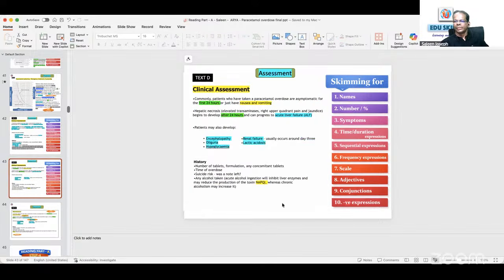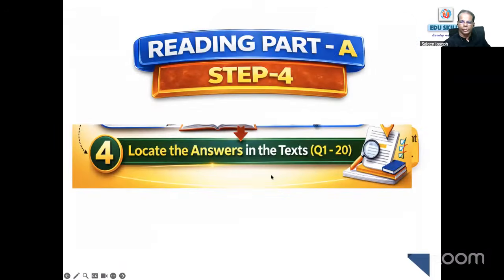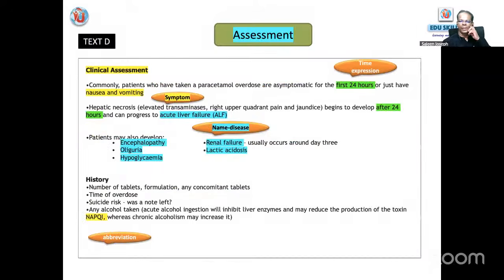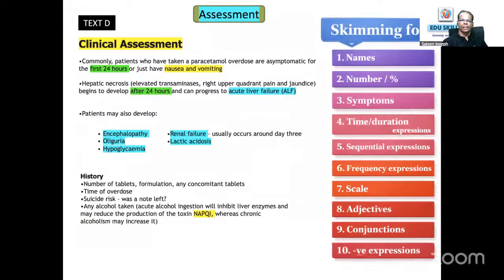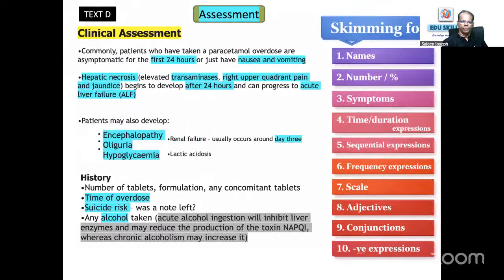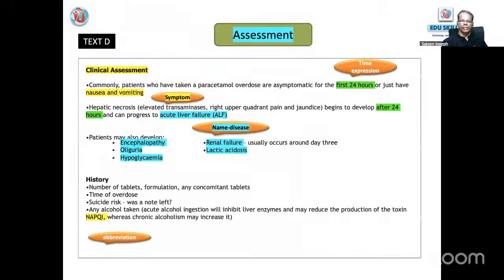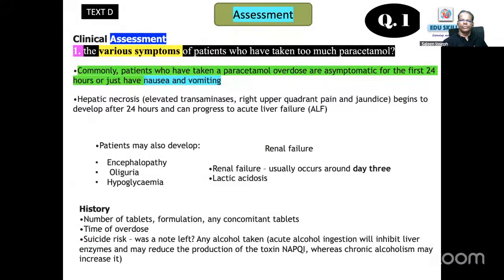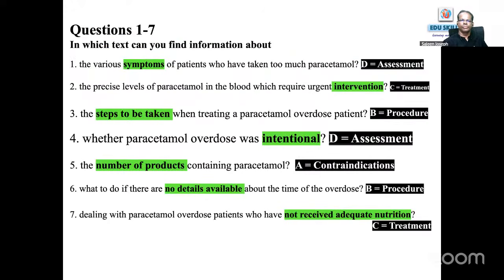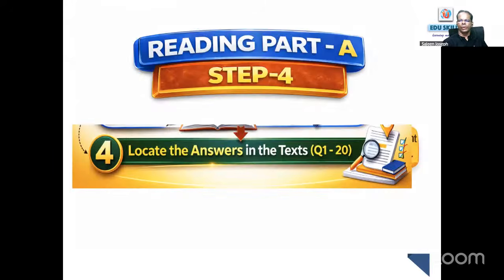Okay. So you have symptoms, names of diseases, abbreviations, all those things. Good. Clinical assessment. Next step. What is the next step? Locate the answers in questions number 1 to 20.